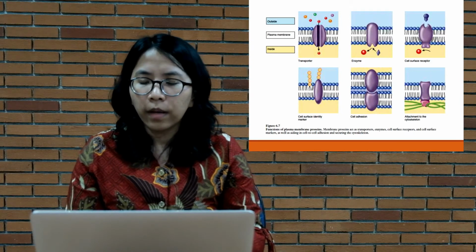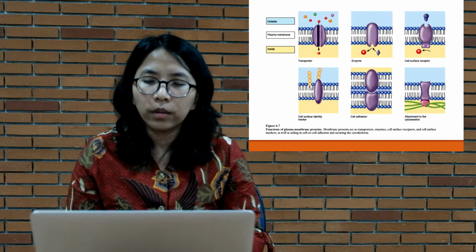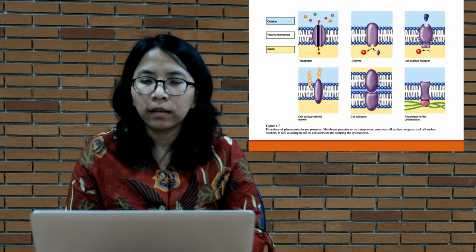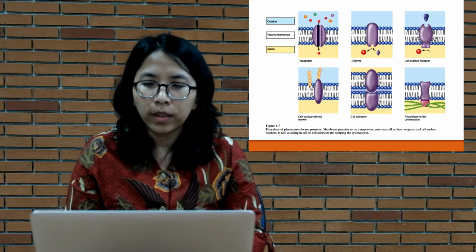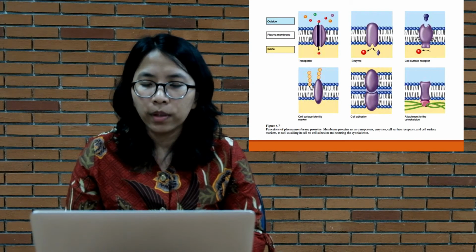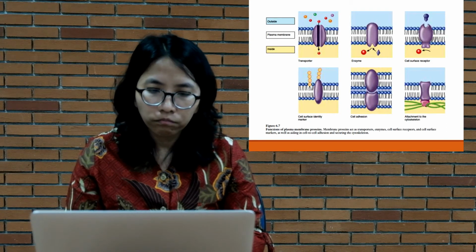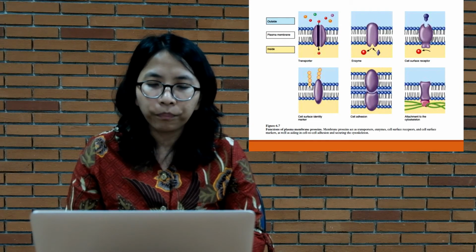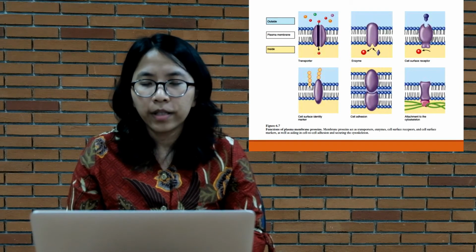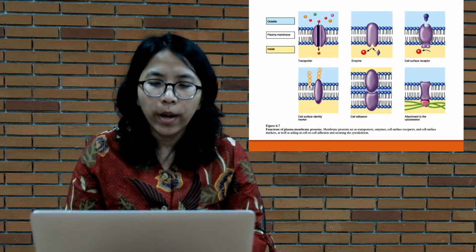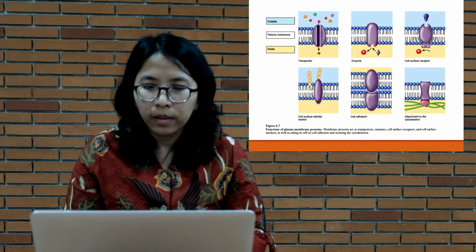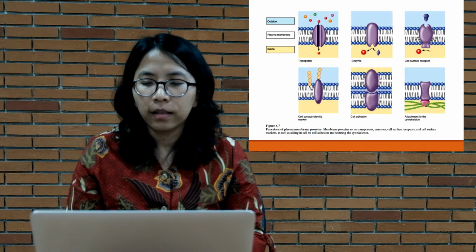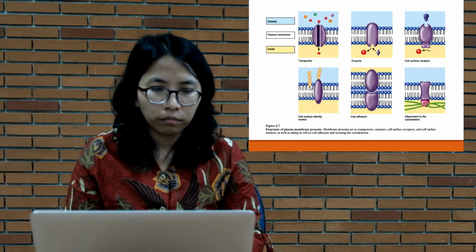Then the cell surface receptor. Some molecules don't need to go inside the cells, but only act on the receptor of the cells, and then produce the effect for the cells. The next is acting as a cell surface identity marker, where we can differentiate each type of cell by looking at this identity marker. The next is cell adhesion and attachment to the cytoskeleton.